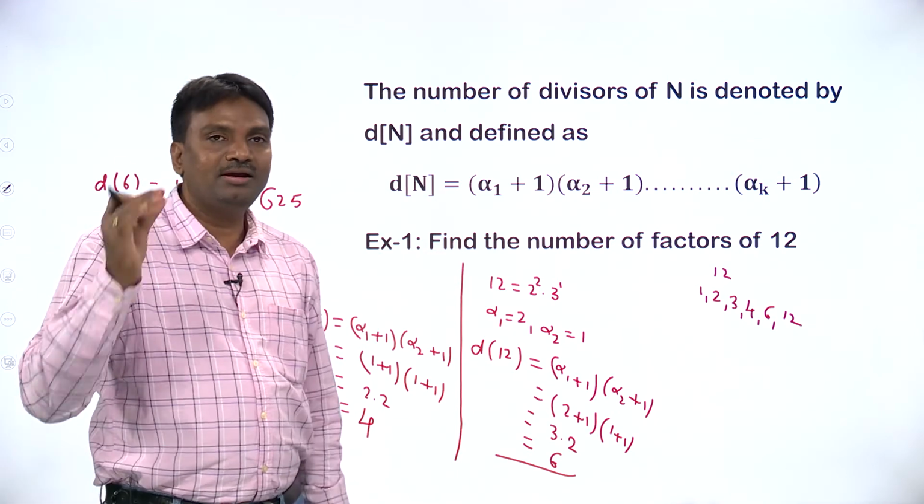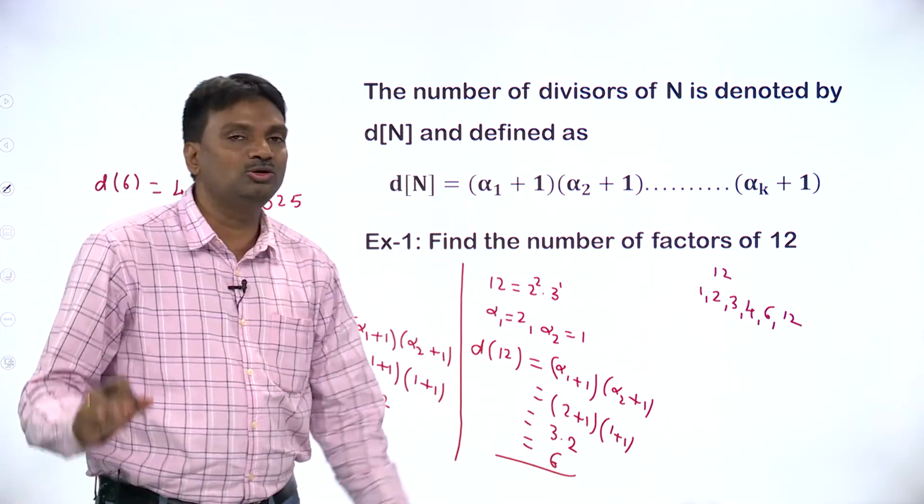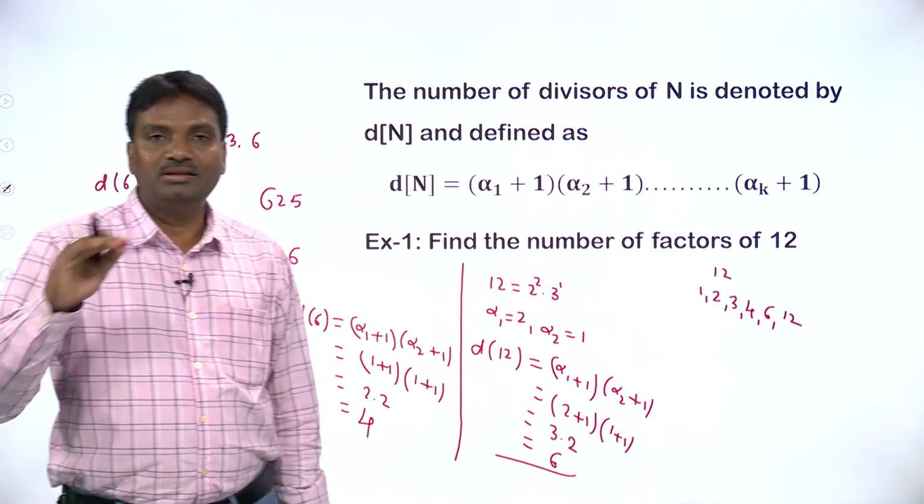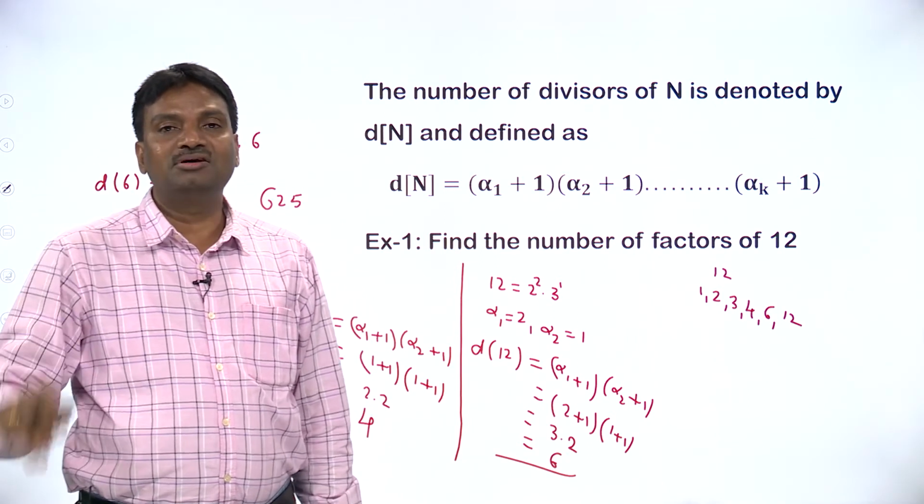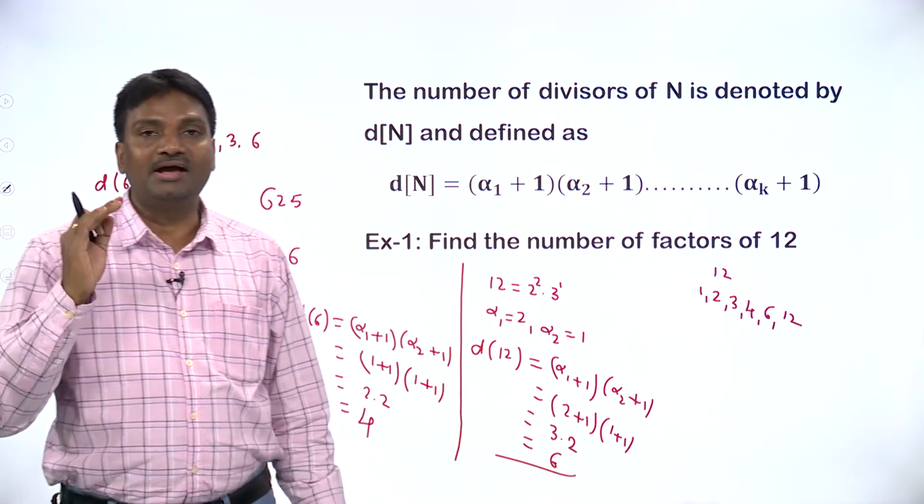So write the given natural number in the form of p1 power alpha 1 into p2 power alpha 2 into so on pk power alpha k, where the bases p1, p2, p3, so on pk are prime numbers and the powers alpha 1, alpha 2, alpha 3, so on alpha k are natural numbers.